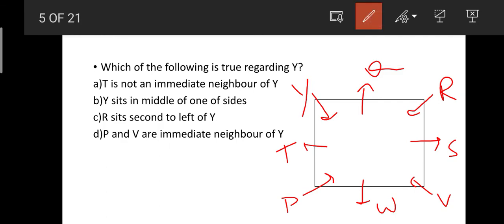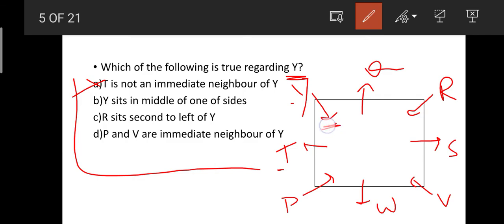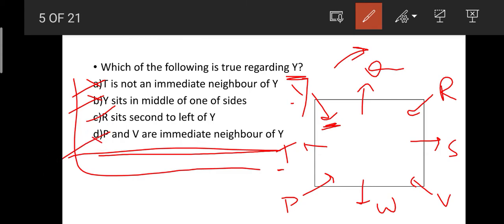See here, which of the following is true regarding Y? Then we should go through all options. Okay friends, T is not an immediate neighbor of Y. No, T is an immediate neighbor of Y, so this is wrong. Next, Y sits in the middle of one of the sides. Y sits at a corner, so this is also wrong. Next, R sits second to the left of Y. As Y is facing the center, this will be his left side, isn't it? Okay, R sits second to the left of Y. This is the correct option. Next, P and V are immediate neighbors of Y. Is that true? No, this is also not true, so this will be wrong. Okay, C is the correct answer here.